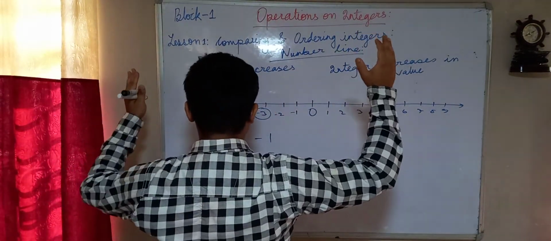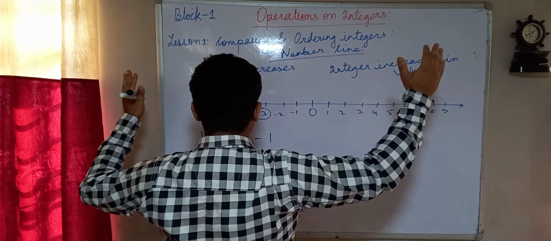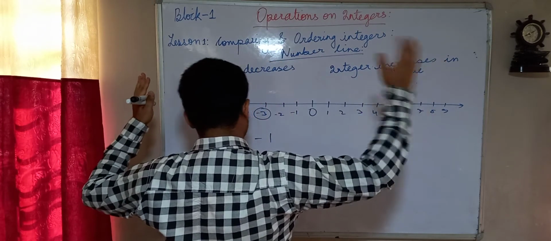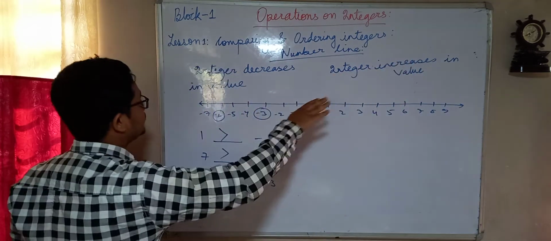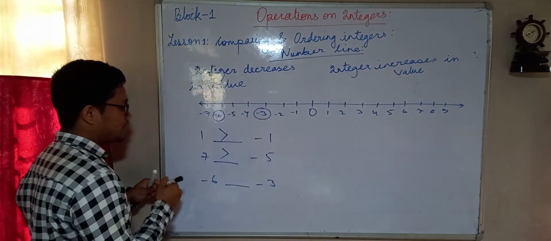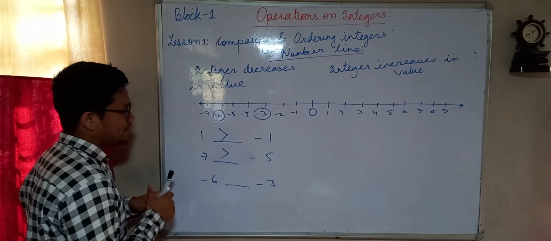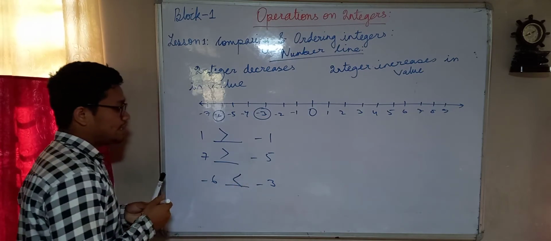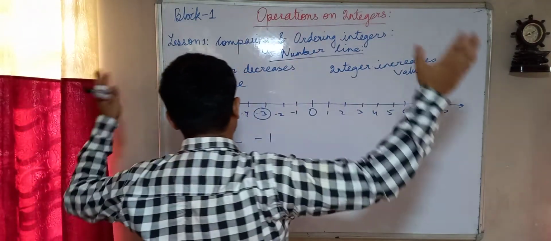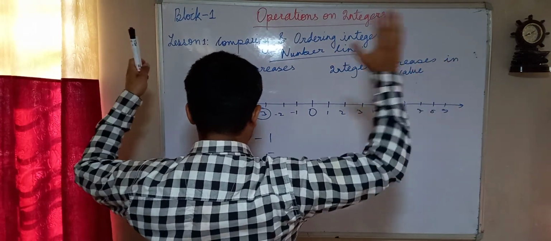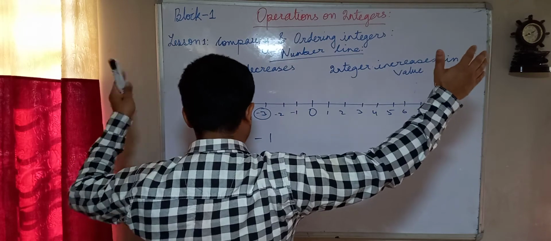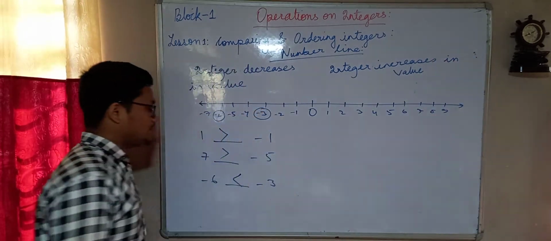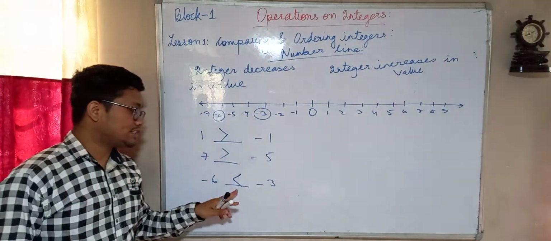So minus 3 is on the right hand side of minus 6. As you know, as you go rightwards, the value gets bigger, so minus 3 will be bigger. Minus 3's value is bigger than minus 6 because it is on the right hand side. This is my left, this is my right. So minus 3 is to the right of minus 6, so minus 3's value is bigger.